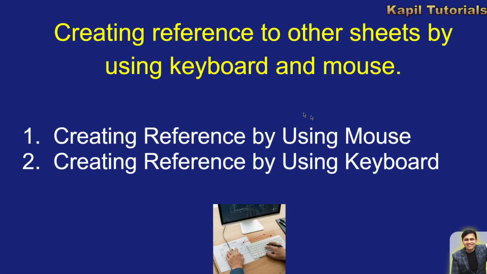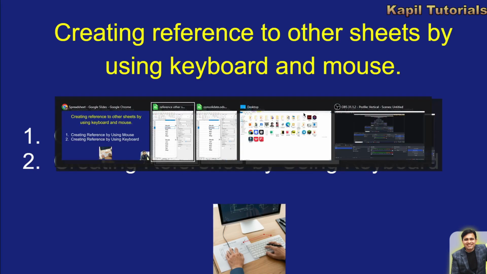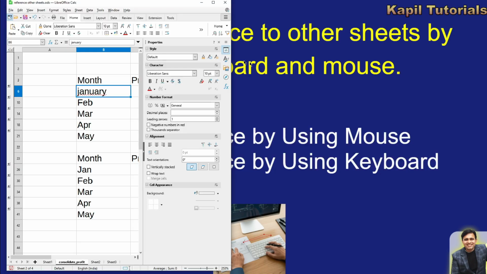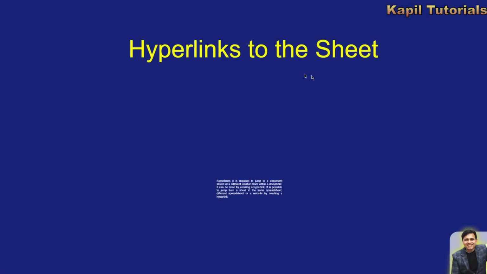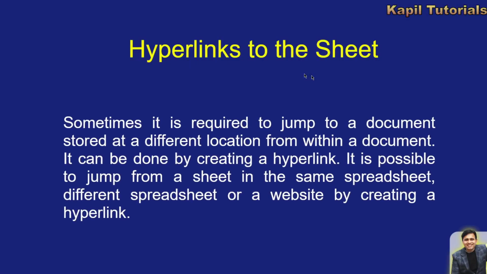So I have covered this topic: how to create reference to other sheets, and the same sheet within your spreadsheet, or you can create a link with another sheet of some other spreadsheet. You know very well that a spreadsheet is a collection of different sheets. So I have taught you to create the reference. I hope it is sufficient for today. The next topic is hyperlink, and this I'll be teaching you in my next tutorial.